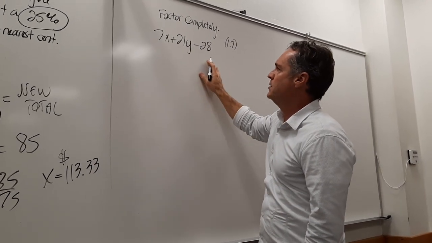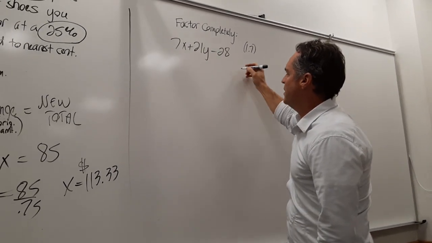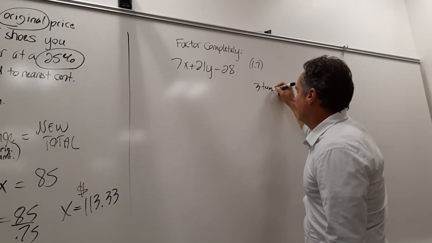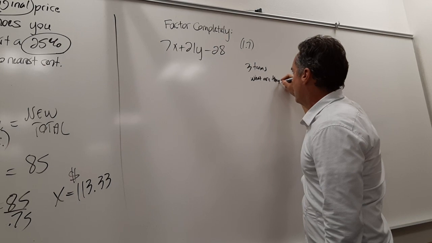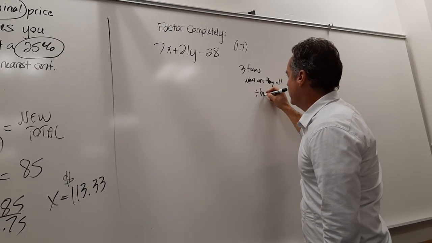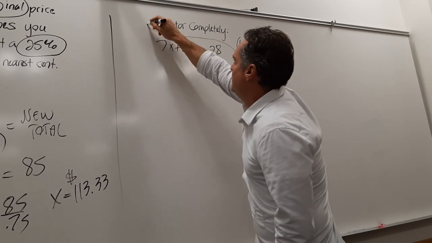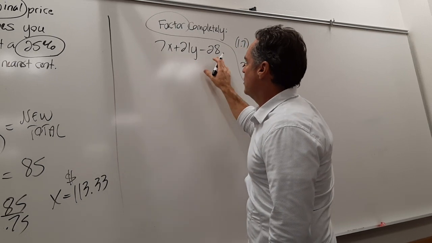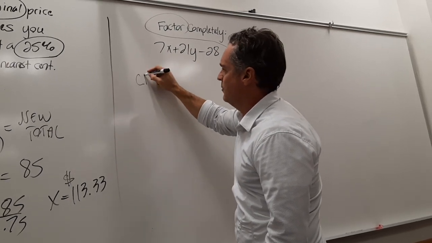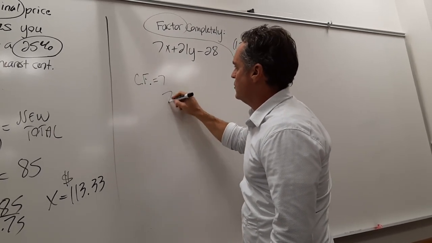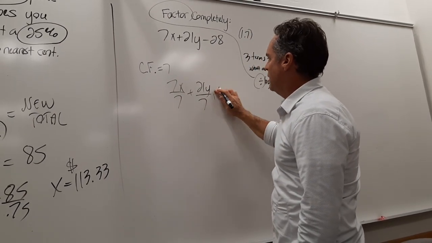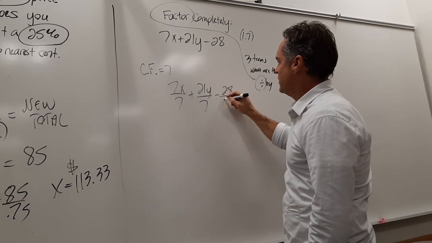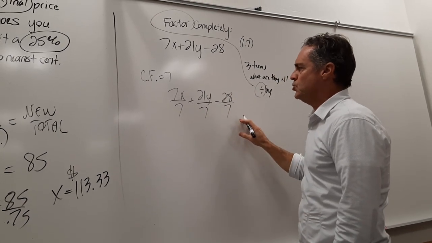We have three terms, and we're asking ourselves, what are they all divisible by? Because factor means divisible by. Well, what do they all share in common? They share a 7. So our common factor equals 7. So we have 7x over 7 plus 21y over 7 minus 28 over 7. We always put the common factor under each term.